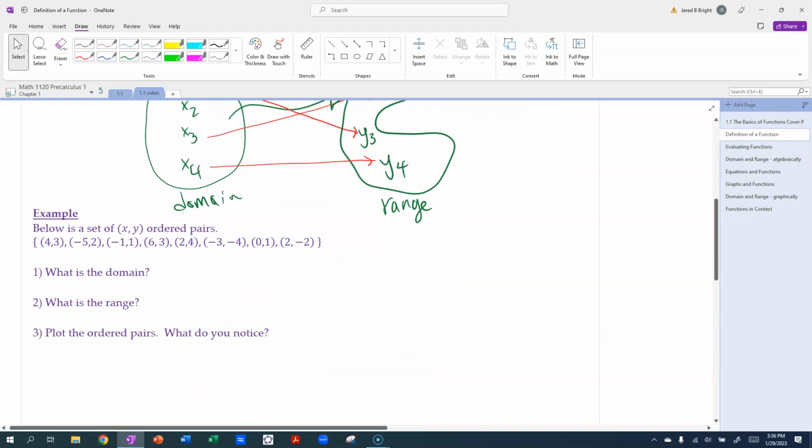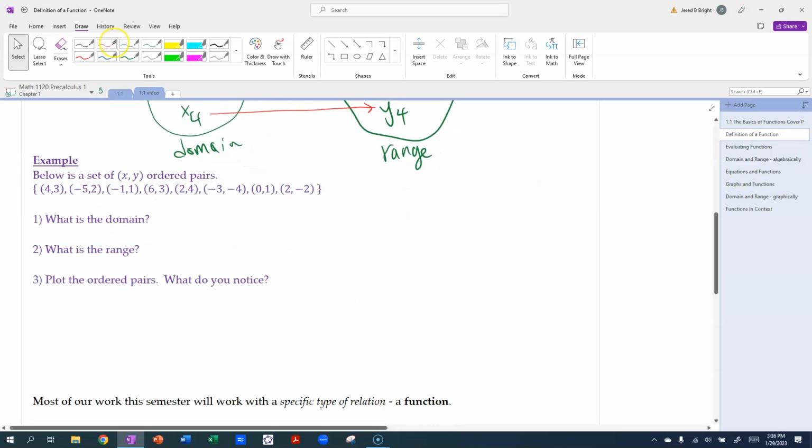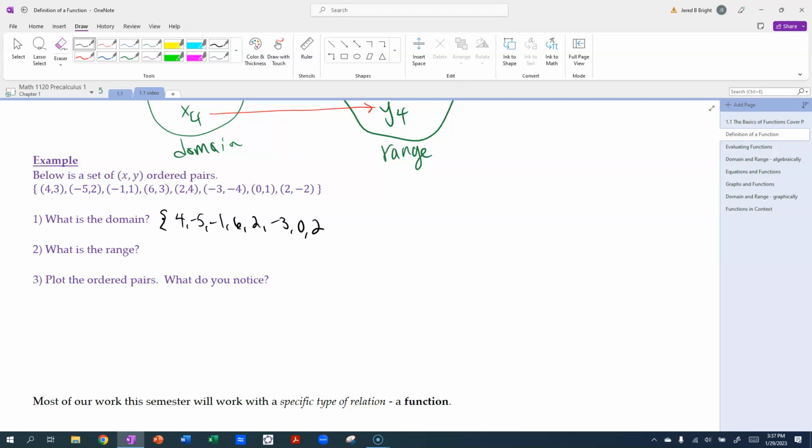So here we have just a set of ordered pairs, and as a quick example, we want to identify the domain, the range, and then plot the ordered pairs. The domain, again, since we have a discrete set, there are finitely many things. Typically, we have to list these in set notation, so with the braces. I'm just going to go through each of the ordered pairs and pluck off the x values. So we'd have 4, -5, -1, 6, 2, -3, 0, and 2. They don't have to be in any particular order, but that's what I chose to write them in.